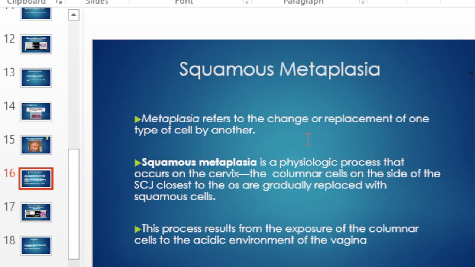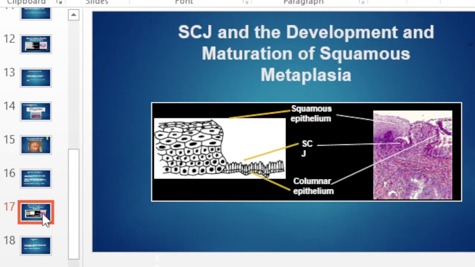So squamous metaplasia refers to change or replacement of one cell type by another. And squamous metaplasia in this particular case is a physiological process that occurs on the cervix. So the columnar cells on the side of the squamocolumnar junction closest to the os are gradually replaced with squamous cells. The process results from exposure of the columnar cells to the acidic environment of the vagina.